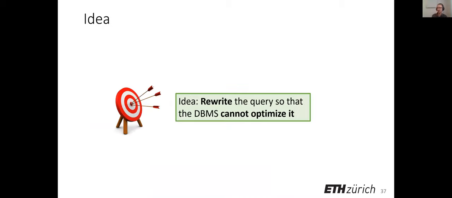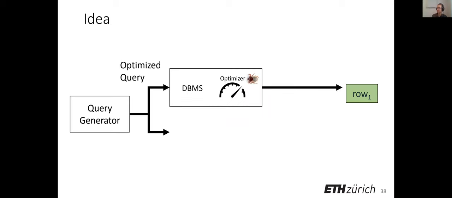So basically the idea was, since it would be difficult to retrospectively add this kind of option in other systems, we wanted to not rely on the database management system for this, but rewrite the query in a way that the database management system is expected to not optimize it. The idea is illustrated here. We have a query generator that first generates an optimized query. We call it the optimized query, but we don't give any guarantees that the database management system indeed optimizes it. That's our assumption.